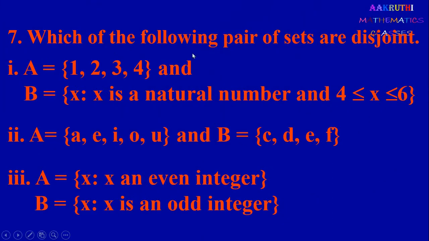So next question, which of the following pairs of sets are disjoint? Now here two sets are given. You have to write which two sets are disjoint. Now here A is 1, 2, 3, 4 and B is the set of all x such that x is a natural number, x is greater than or equal to 4, less than or equal to 6. And here A is A, E, I, O, U and B is C, D, E, F. And here A is the set of all x such that x is an even integer, and here B is the set of all x such that x is an odd integer. Now you have to check whether all these pairs are disjoint or not disjoint.